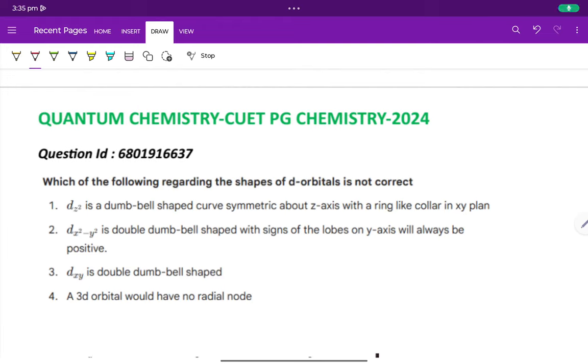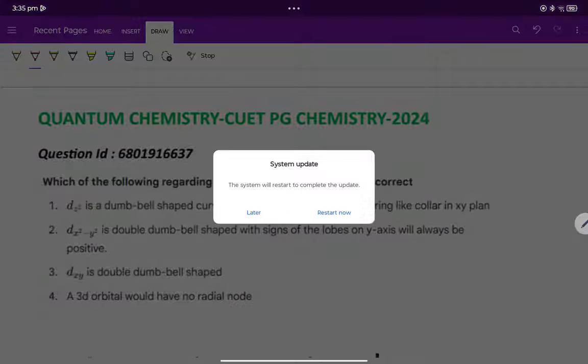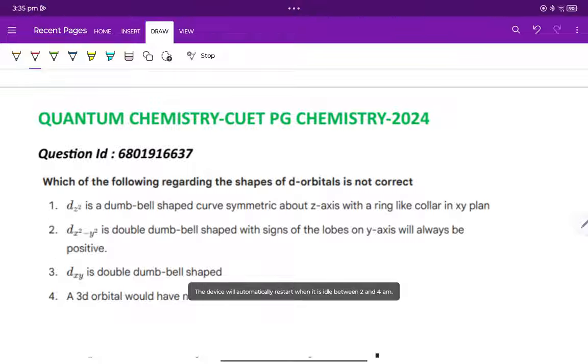Now this question states: which of the following regarding the shapes of d orbitals is not correct. You are asked to pinpoint which shape is not the correct one. Option number 1: dz square is a dumbbell shaped curve symmetric around the z-axis and with a ring-like collar in the xy plane.